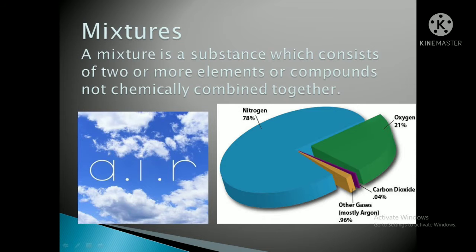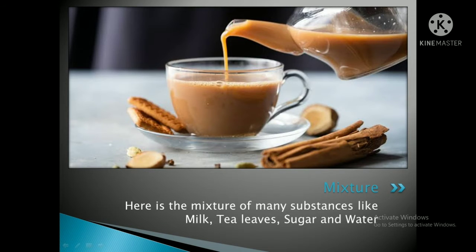Okay, let's see one more example. You can look in front of you a cup of tea. So this cup of tea is a mixture: milk is there, tea leaves are there, sugar is there, water is also there. So this is also a mixture. Many substances are there together.